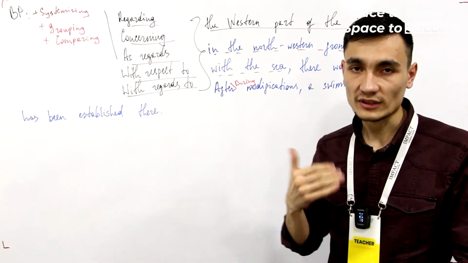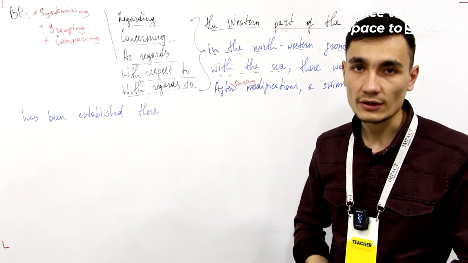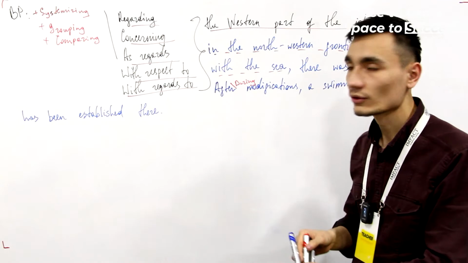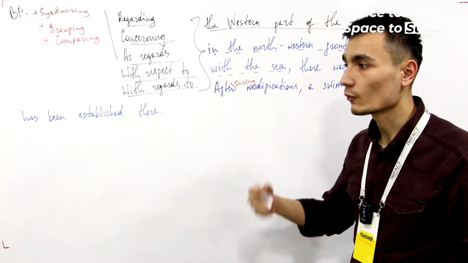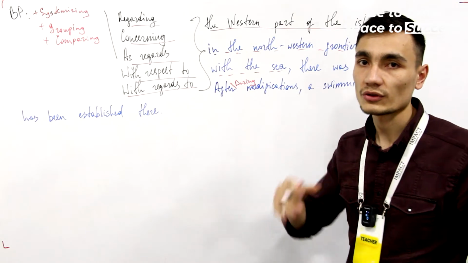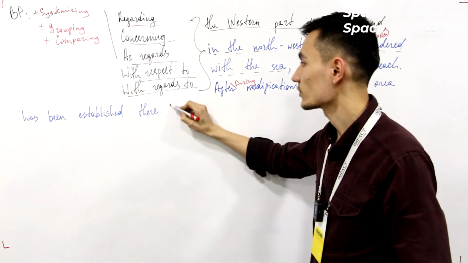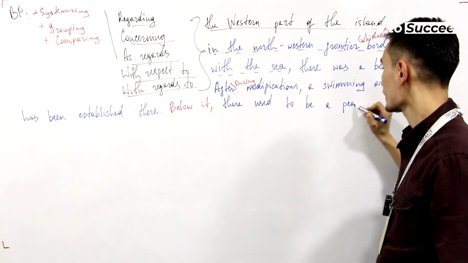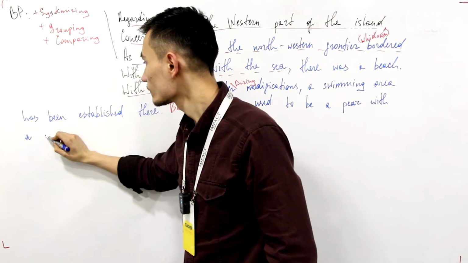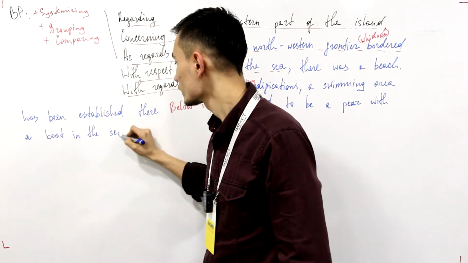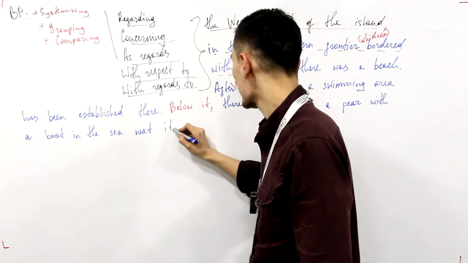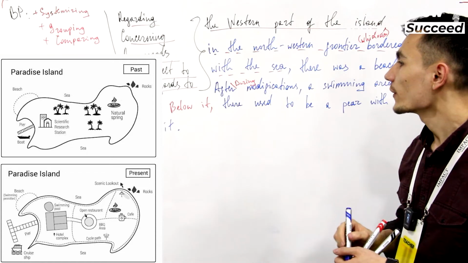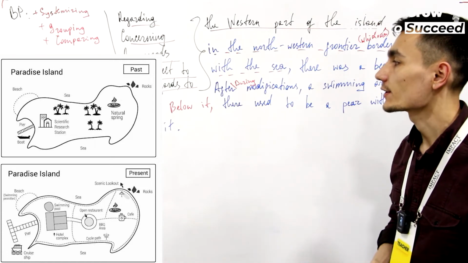In the south, there is a pier now with a boat, right? So we'll have to describe it now. We use the words of position to transition from one part to another part. So we say below it. I said, below it, there used to be a pier with a boat in the sea near it.